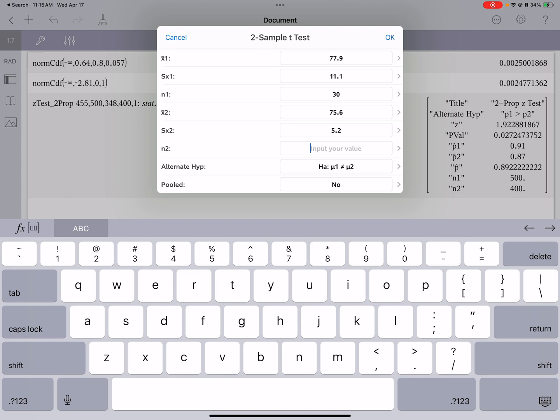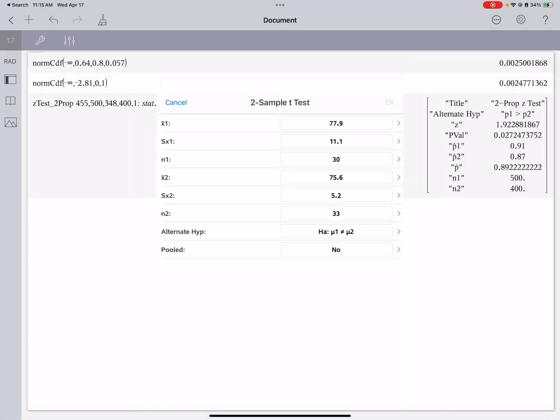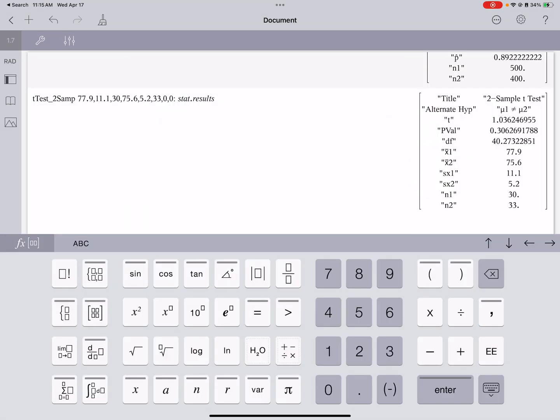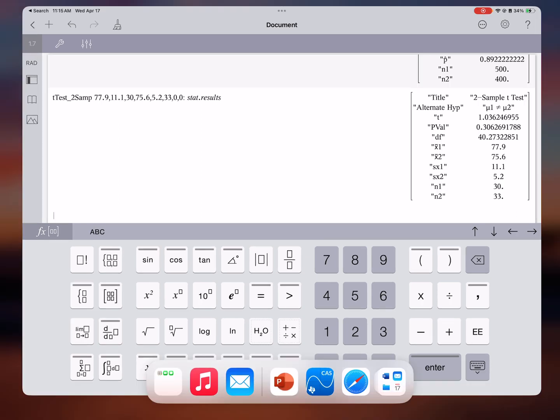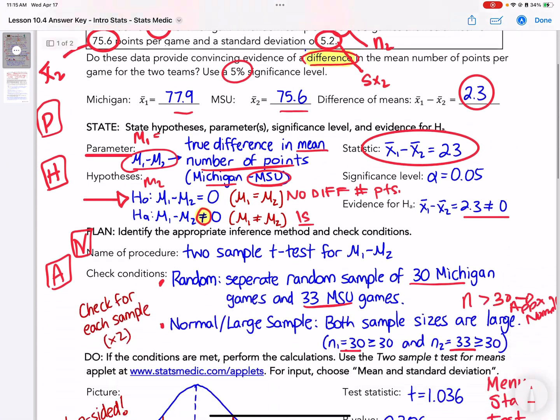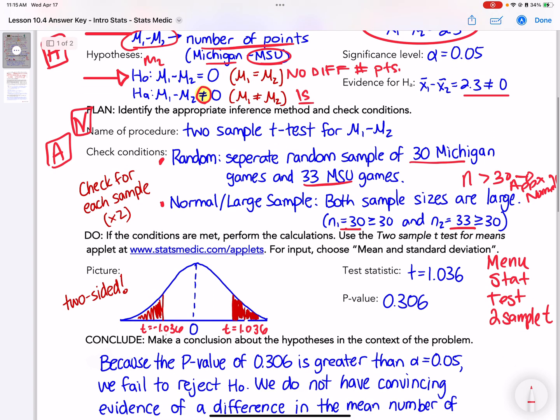And n2 is 33. And it is a not equal to, because it says difference. And we're always going to keep no pooled. And here's all my data that I have, which is t is 1.03 and p-value is 0.30. So you can see as I come down here, that's exactly what I got, my test statistic. And you see the p-value, that is this and this added together.